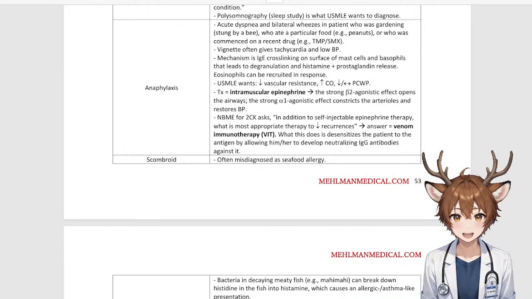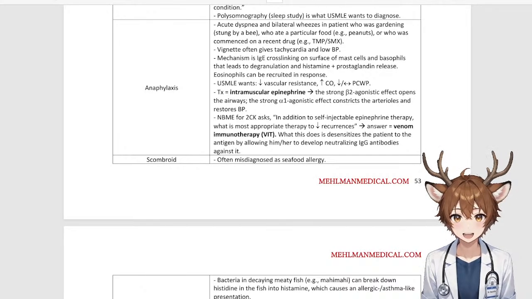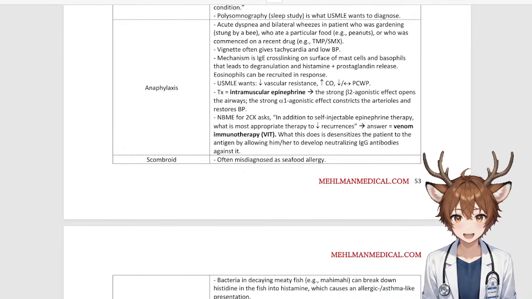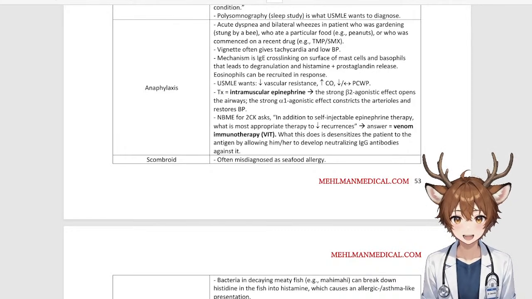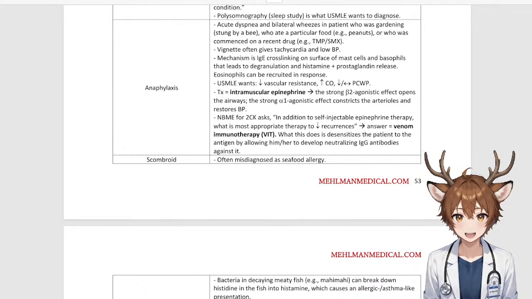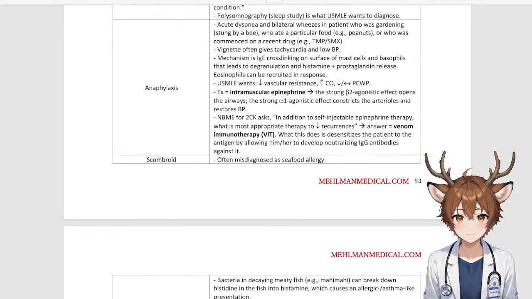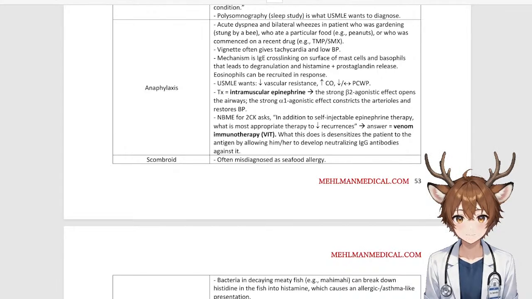Anaphylaxis. Acute dyspnea and bilateral wheezes in patients who are gardening, stung by a bee, who ate a particular food like peanuts, or who have commenced a recent drug, for example Bactrim, trimethoprim-sulfamethoxazole, which is why it's called TMP-SMX. The vignette often gives tachycardia and low BP. Mechanism is IgE cross-linking on the surface of mast cells and basophils that leads to degranulation and histamine plus prostaglandin release. Eosinophils can be recruited in response. USMLE wants a decrease in vascular resistance and elevation in cardiac output, or a decrease or no difference in the PCWP, which is the pulmonary capillary wedge pressure.